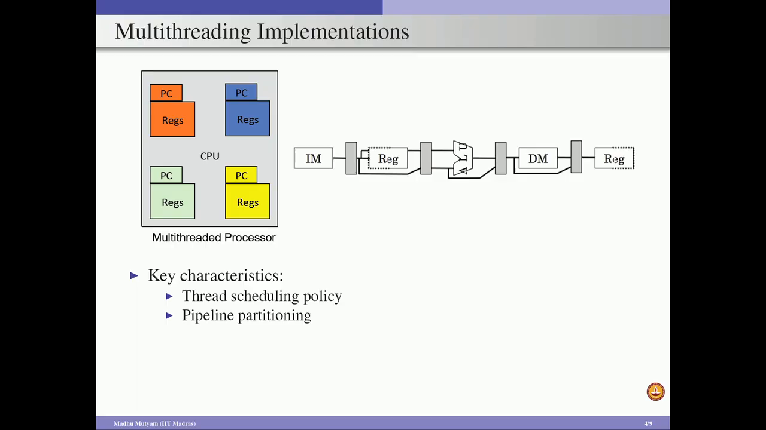Do we issue instructions only from one software thread at any point of time continuously and then move on to the other one, or do we apply a round robin policy across all these threads and execute one instruction from one thread per cycle, or do we consider all these hardware threads to be active simultaneously? That means our thread scheduling policy is going to determine our multi-threaded processor design.